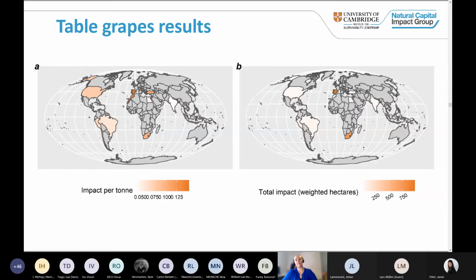However, comparing the per tonne impact with the total impact, again, while Spain remains one of the top countries, we also have South Africa because of the amount that they're sourcing from there. Next slide.